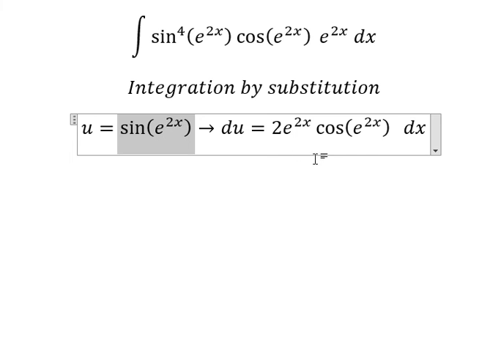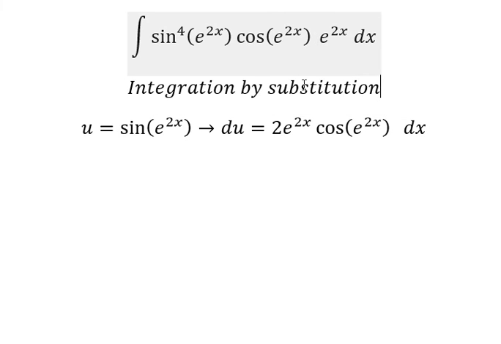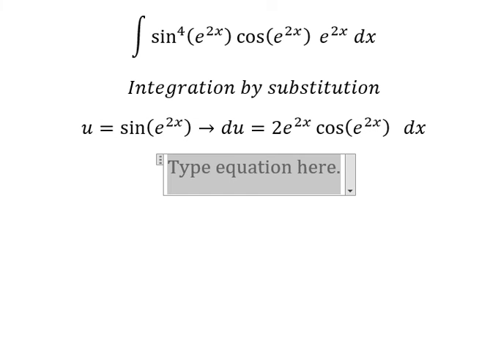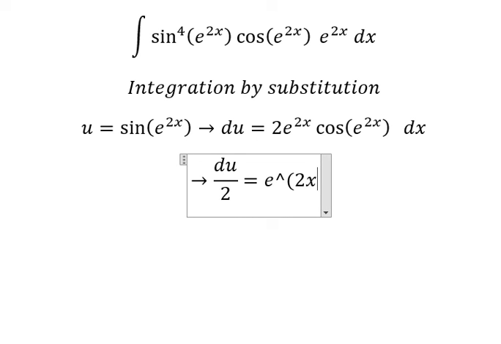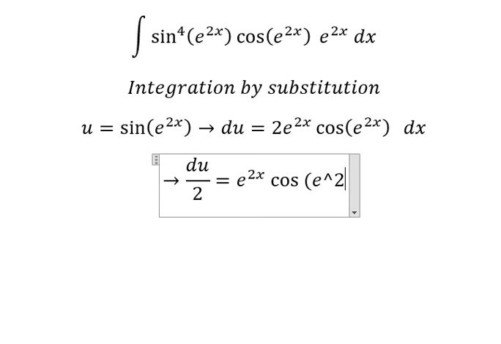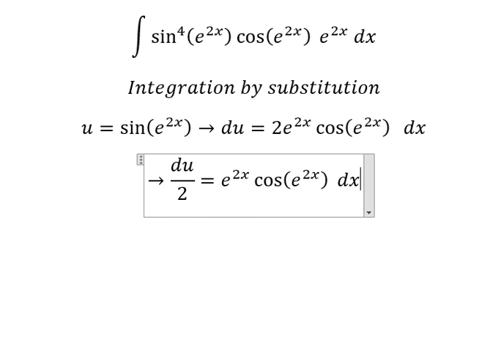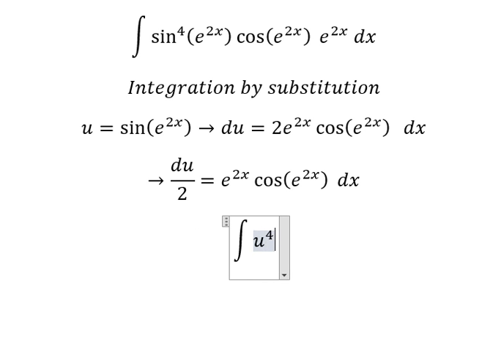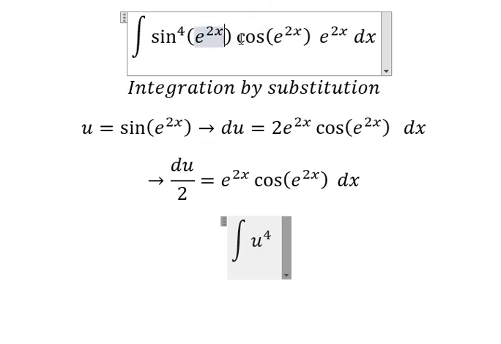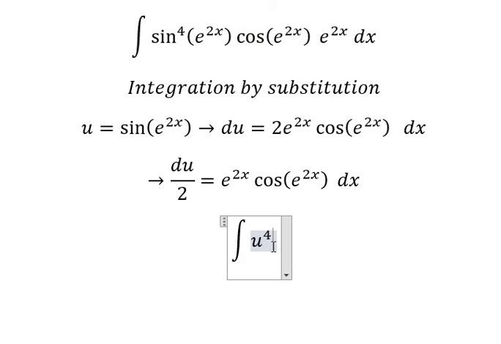First derivative of this one, you got this one in here. Because we don't have number 2, we need to divide both sides by number 2. This one we change by u, so we have u to the power of 4. So this one in here, we change by du over number 2.